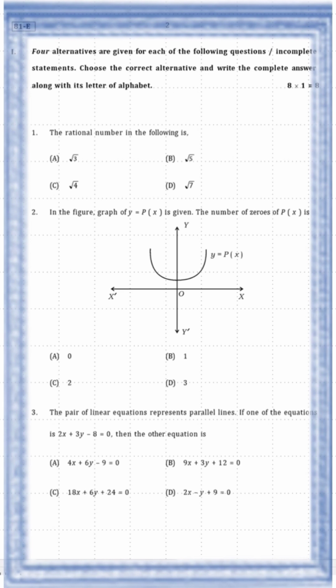It is also an irrational number. Option C root 4, which is equal to 2. That is a rational number. So option C is correct. Option D root 7 is an irrational number. The second question. In the figure, the graph of y is equal to p of x is given.